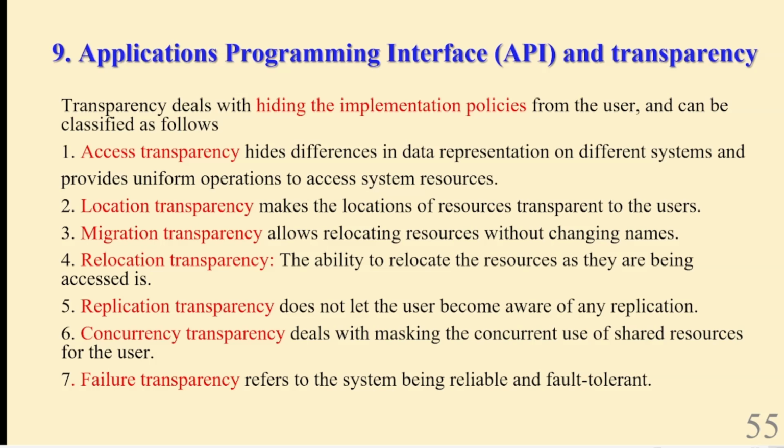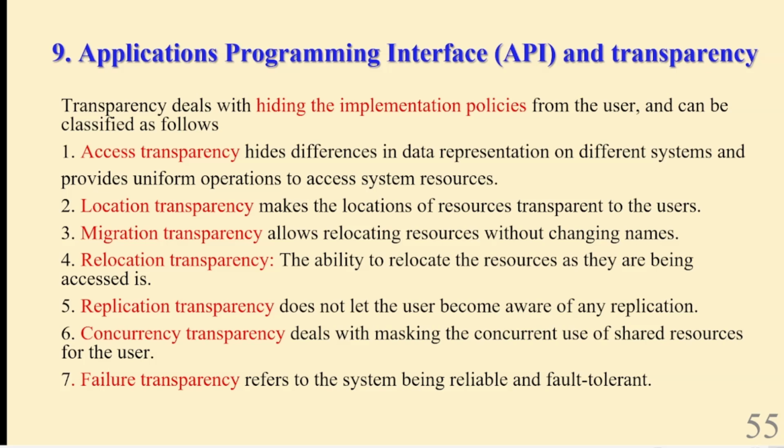Then we have application programming interface and transparency. API means application programming interface. This API provides a standard way for applications to use distributed services. Example, a programmer simply writes a send message function. Why? Because instead of implementing the entire communication protocol, they can just call that particular function. We have already learned this in detail in the previous sessions.